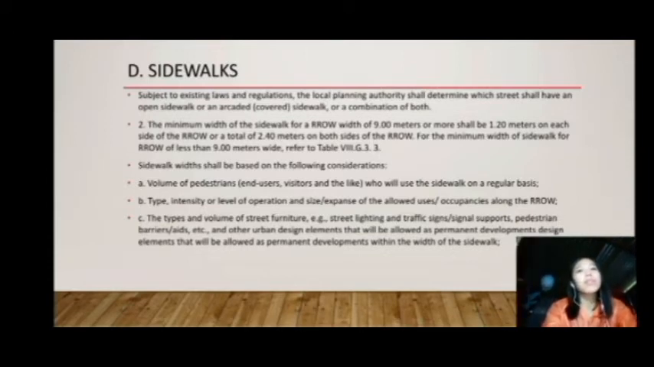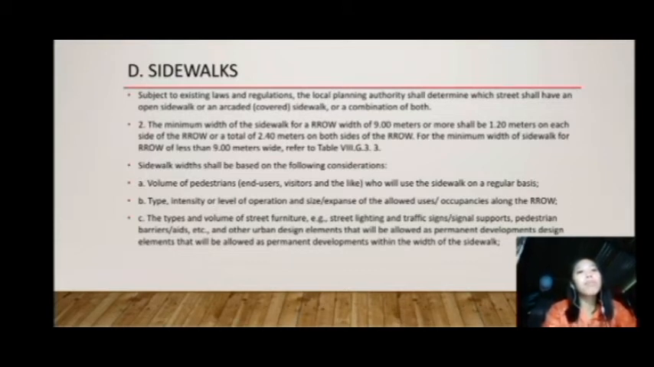And for the sidewalks, subject to existing laws and regulations, the local planning authority shall determine which street shall have an open sidewalk or an arcaded sidewalk or a combination of both. The minimum width of the sidewalk for an RROW width of 9 meters or more shall be 1.20 meters on each side of the RROW, or a total of 2.40 meters on both sides of the RROW. For the minimum width of sidewalk for an RROW of less than 9 meters wide, as referred to in Table 8, sidewalk widths shall be based on the following considerations.